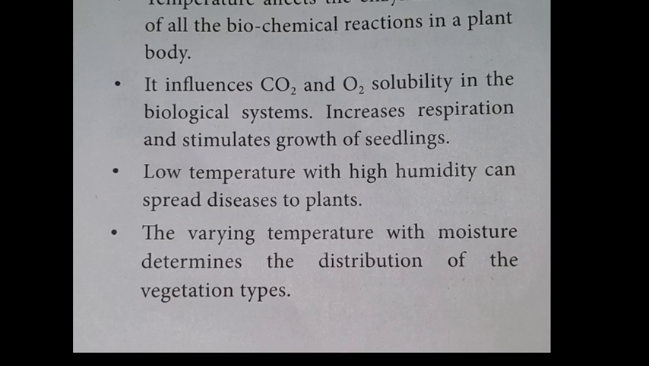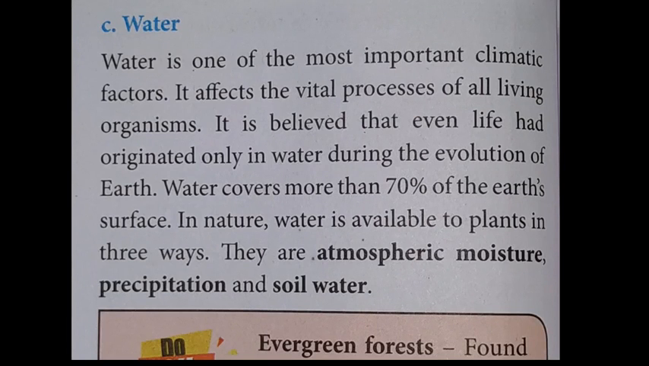Low temperature with high humidity can spread diseases to plants. If the temperature is low but the humidity is high, the disease can be spread from one organism to another, that is, from one plant to another plant. The varying temperature with moisture determines the distribution of vegetation. Next, water. Water is one of the most important climatic factors. It affects the vital processes of all living organisms.